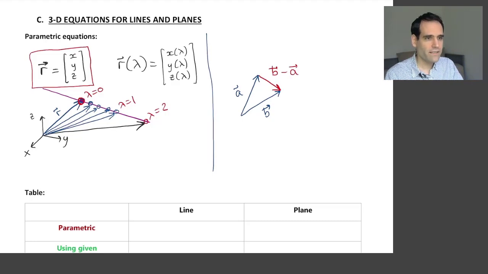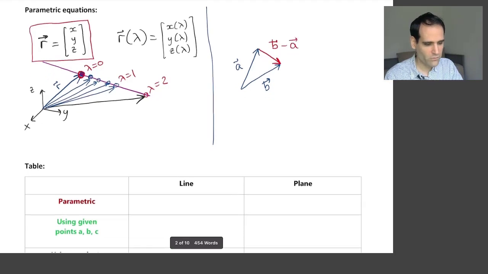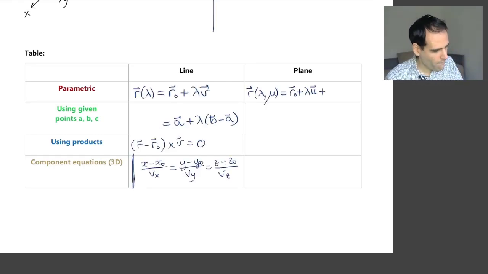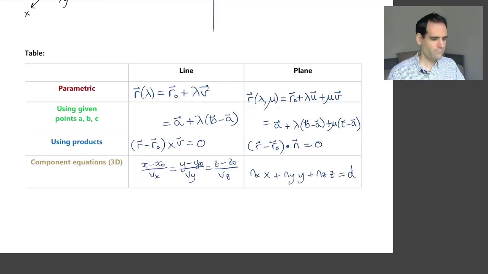So with these basic concepts, we built a table showing different ways of writing a line or a plane. I'm not going to go over this again because you already had a very long video about this, so I'm just going to fill this out very quickly, and I'm going to fast forward myself. So these were the equations that you learned about: different ways of writing a line and a plane in parametric form, or using products, or in component equations, right?